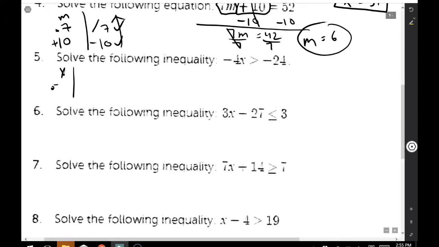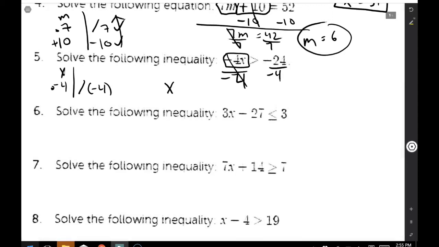X gets multiplied by negative 4, because this means multiply. So doing the inverse of that would be to divide both sides by negative 4. And the rule is, when you multiply or divide by a negative integer, you have to flip your sign. So I'm going to have to flip my sign, and I know it's an open circle. So divide by negative 4, divide by negative 4. Negative 4 divided by negative 4 is positive x. Negative 24 divided by negative 4 is 6. And since the inequality sign is greater than, I have to flip because I divided by a negative.